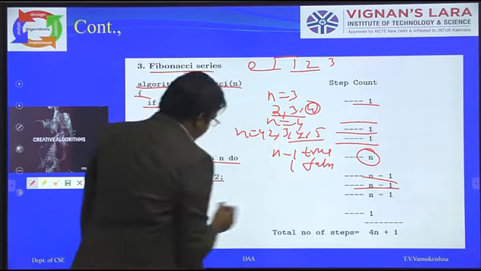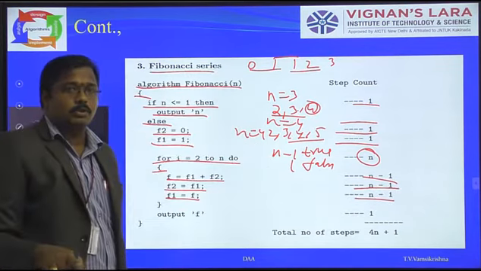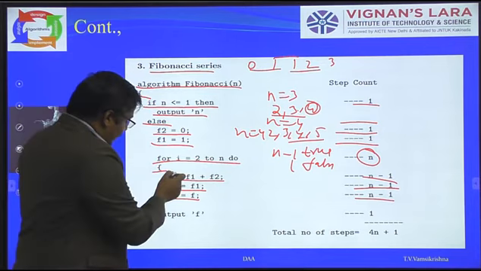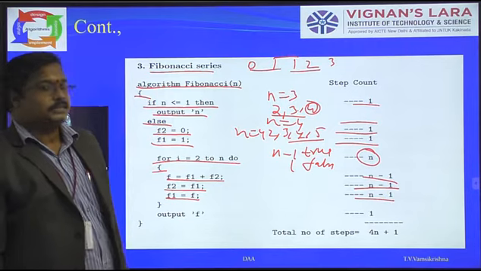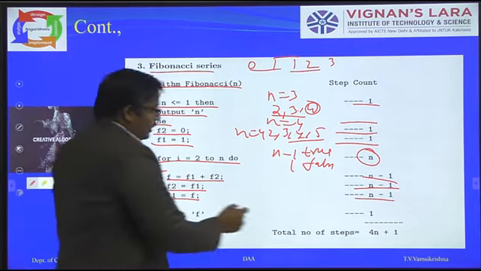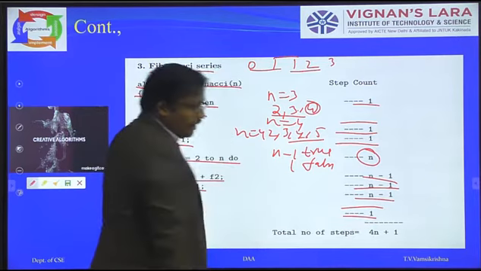This is also n minus 1. This is also n minus 1. All are considered as programmable steps. Why? Because all are assignment statements. Next, this will not be considered. So note, output of f, here 1.